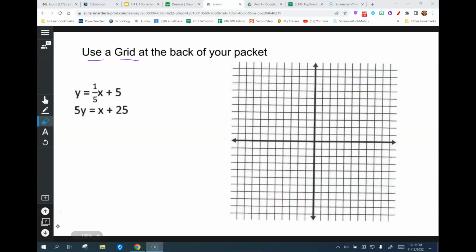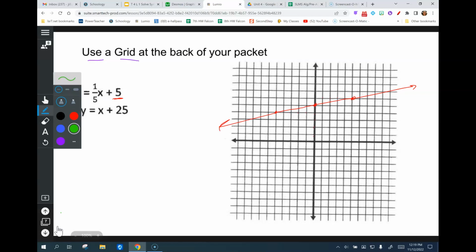Let's do another. So again, we're going to do one at the back on our grid paper. And we're going to start by graphing that first one. We're going to start at our y-intercept of 5. 1, 2, 3, 4, 5. Now we're going to use our slope of 1 over 5. So I go up 1 and 5 to the right, and then down 1 and 5 to the left. 1, 2, 3, 4, 5. And then using a straight edge, connect those points. There. Okay, good. So that one's ready to go.